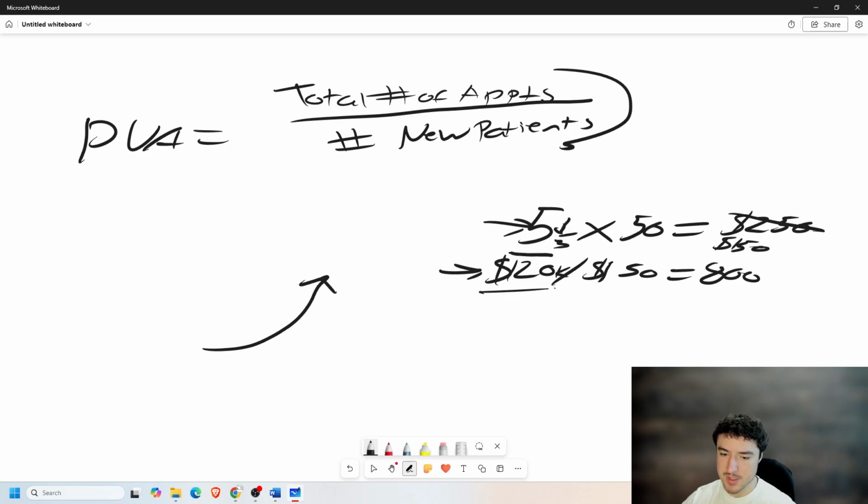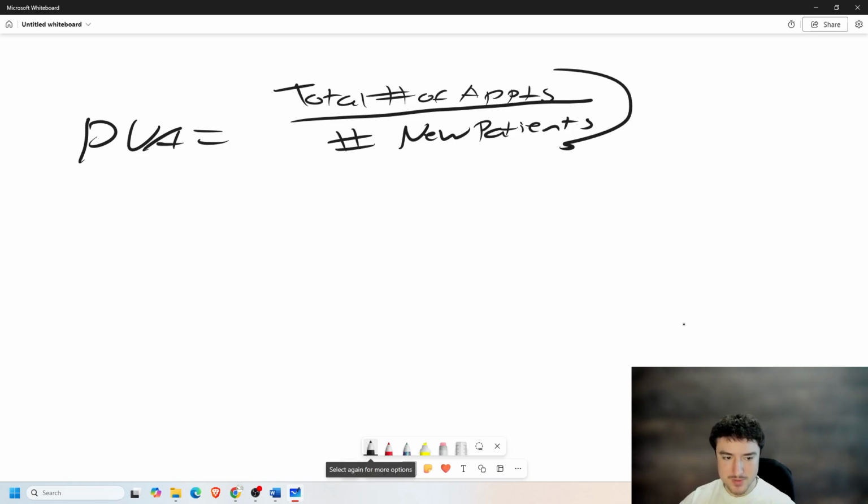Now, the reason we break out these two numbers, patient visit average and average revenue per appointment, is that this gives you more in-depth insights into your practice and allows you to make better decisions. So as an example, let's say your patient visit average is something really high, like 20, but your average revenue per visit is only 10. This means you only make $200 per patient.